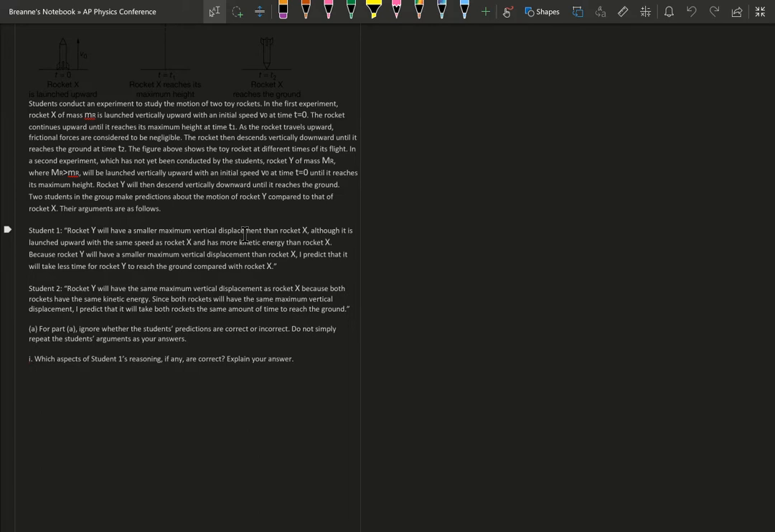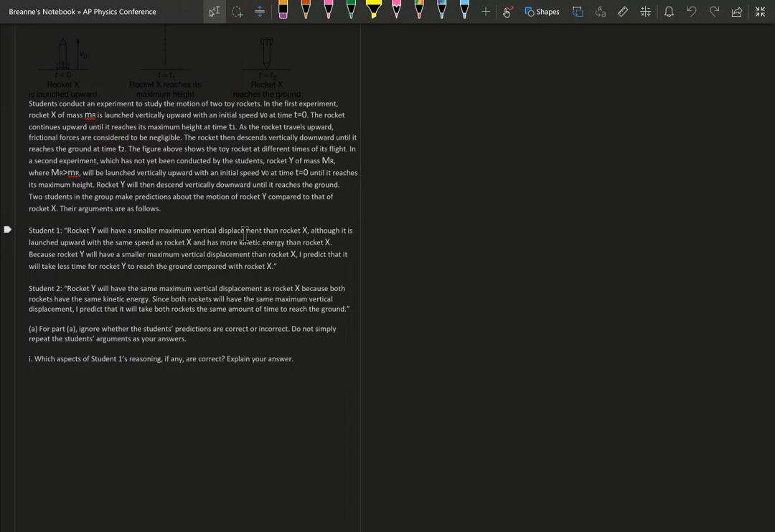In a second experiment, which has not been conducted by the students, rocket Y of mass capital M_r, where capital M_r is bigger than little m_r, so your Y rocket is bigger than your X rocket, mass-wise, will be launched vertically upward with the initial velocity v naught, so they're starting at the same initial velocity at time 0, until it reaches the maximum height. Rocket Y will then descend vertically downward until it reaches the ground.